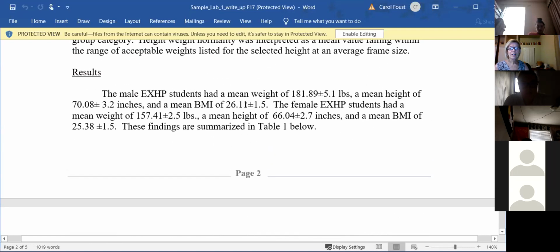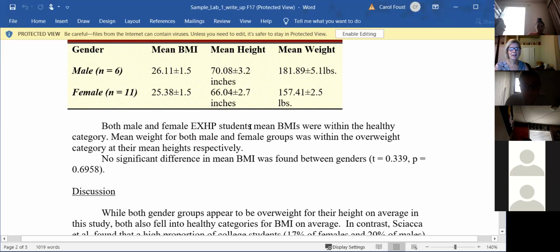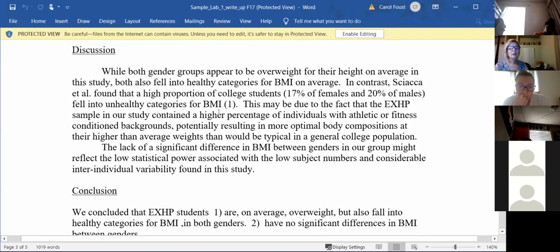I've got the results here with their means, mean BMI, and heights. I've got the error in there, plus or minus, which is two times the standard deviation. I've got my N, and then my inferential statistic, because my second hypothesis was asking if there's a difference between men and women, and I found no significant difference. Here's my t-value. My probability was 0.69, which is much higher than 0.05, so there was no difference between the genders. Then I talk a little bit about that.